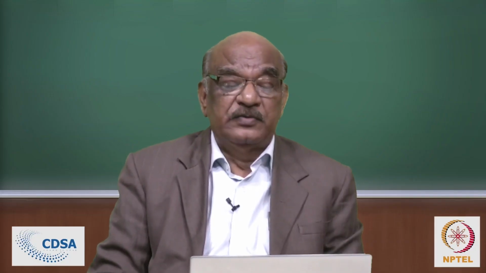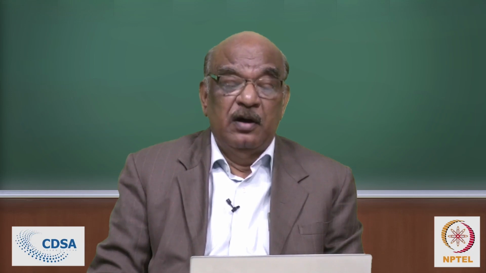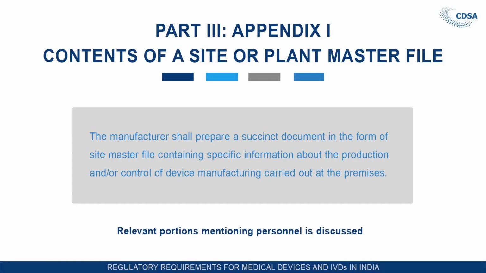Part 3, Appendix 1, Contents of the site or plant master file. The manufacturer shall prepare a succinct document in the form of a site master file containing specific information about the production, and/or control of device manufacturing carried out at the premises. Relevant portions mentioning personnel are discussed here. So, if you go through the Appendix 1, you will find personnel being mentioned at various places.